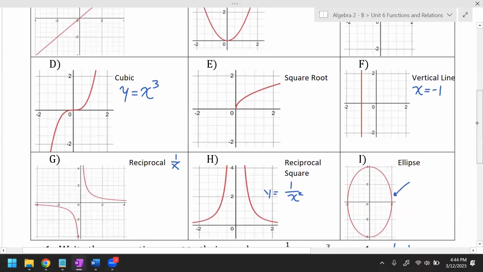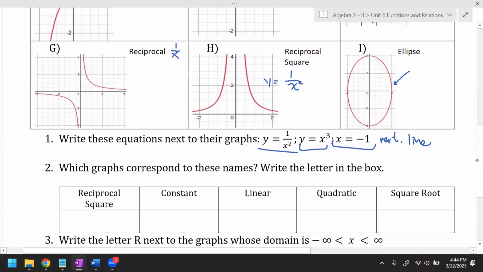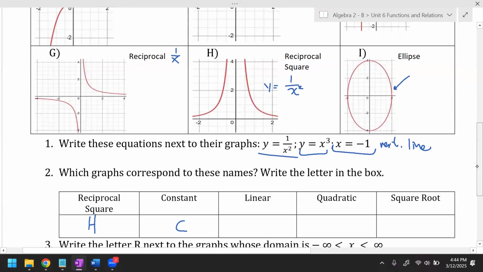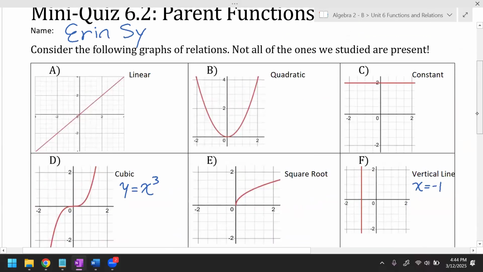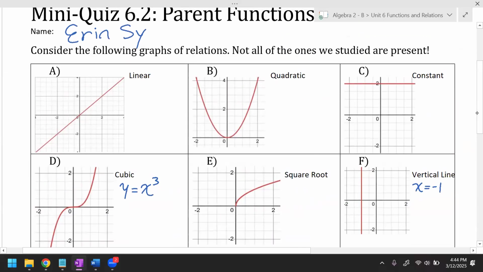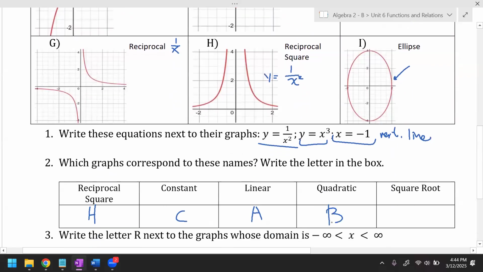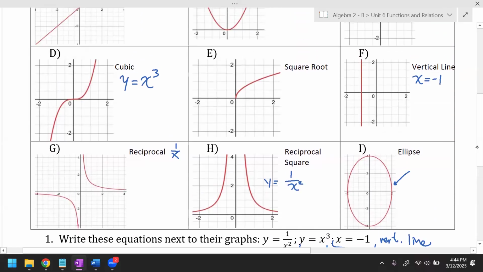So these aren't too hard to remember, but it's pretty obvious once you do that the reciprocal square is H, the constant was C, our linear was up here, up on the upper left, that was A. Our quadratic, we studied those for 2 whole units. I think it's obvious that letter B is our quadratic function. And finally, our square root function is letter E, which has this equation, by the way.